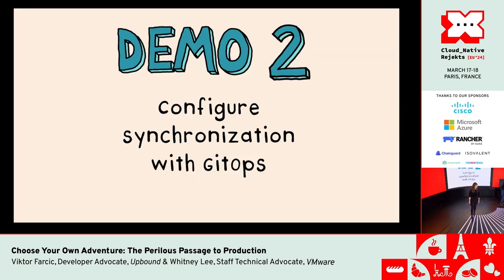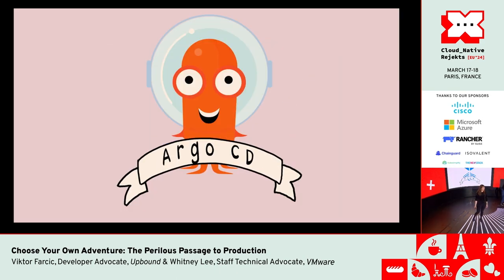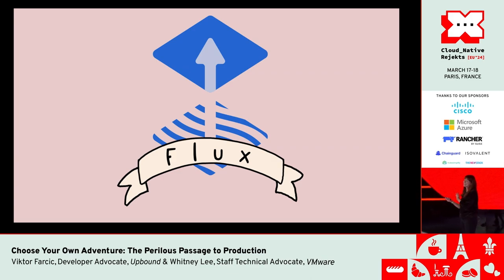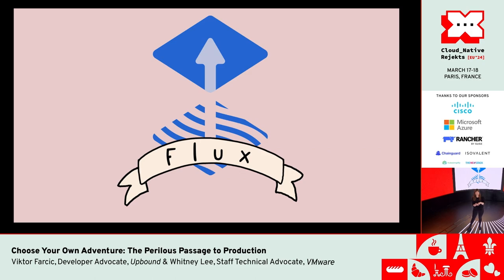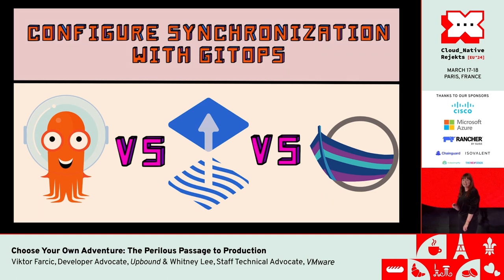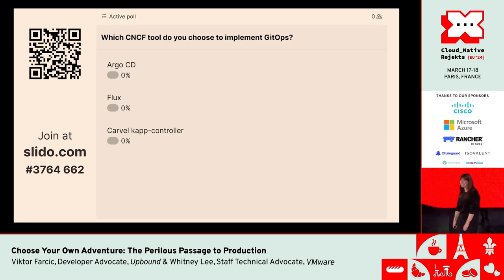There we go. Our tools are Argo CD, which has a great UI. We have Flux. Flux integrates tightly with Helm and with Kustomize, treats them as first-class citizens. And we have Carvel kapp-controller, which you don't have to give root access to your whole GitOps tool. Also, it integrates well with the other Carvel suite of tools. And with that, vote please.